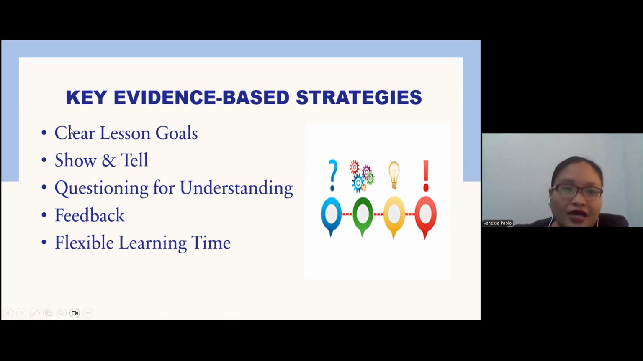So these 5, clear lesson goals, show and tell, questioning, feedback, and flexible learning time, are documented. So they are called key evidence-based strategies because all of these are evidences to be used in formulating your questions. And those documents can also be used as document review, one of the methods in action research.